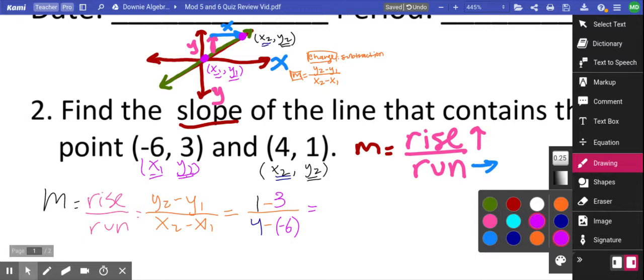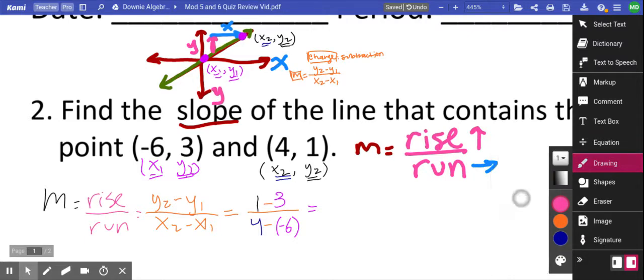And now we're going to simplify. If we do 1 minus 3, well, that gives us negative 2. And if we do 4 minus negative 6, well, remember a negative times a negative can be written as a plus. And we know that 4 plus 6 gives us a positive 10.